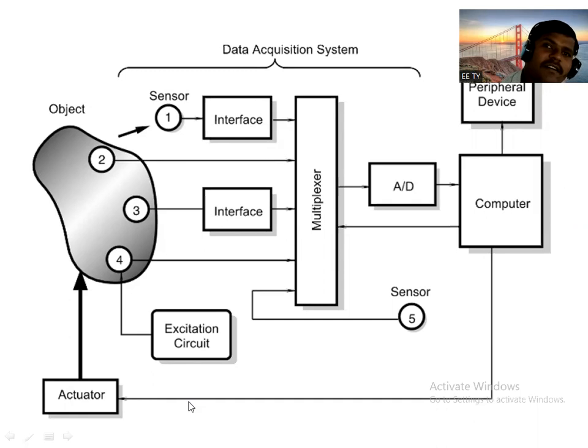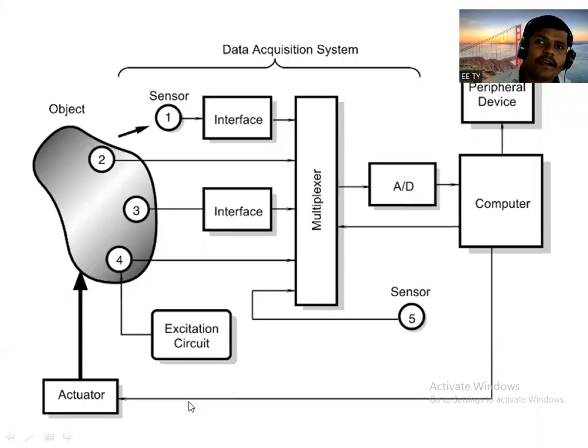Again, in case of sensor 4 there is one excitation circuit it can use. Why? To sense, or to enable its operation, we require some extra energy, or it may be one external source, that is an excitation source, whether it is an excitation voltage source, an excitation current source, or an excitation of any other source, right? So that excitation is required for sensor number 4.